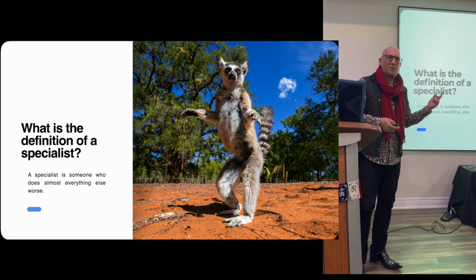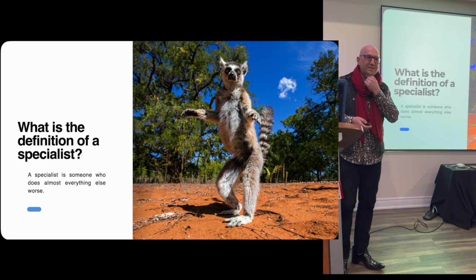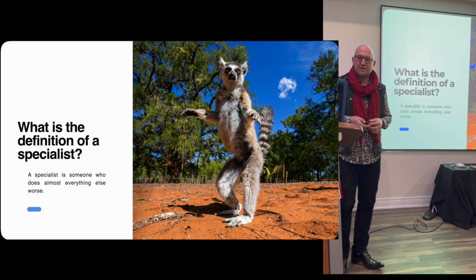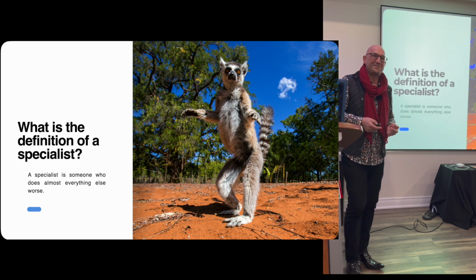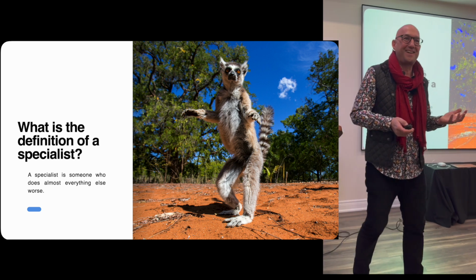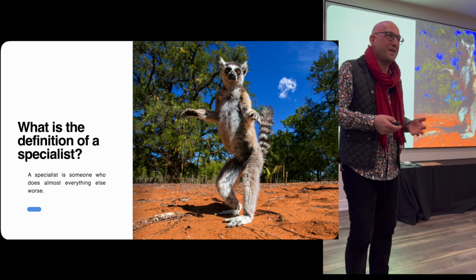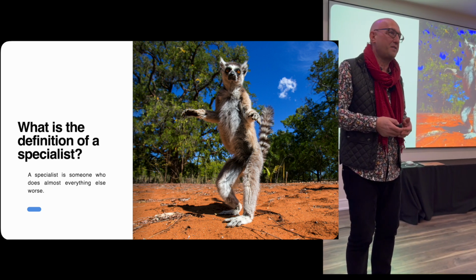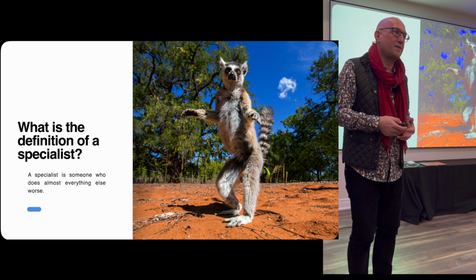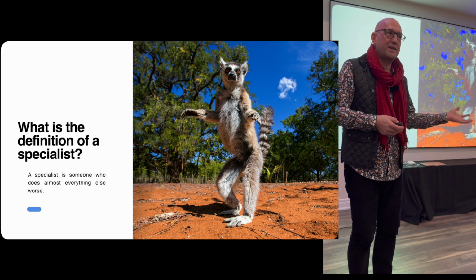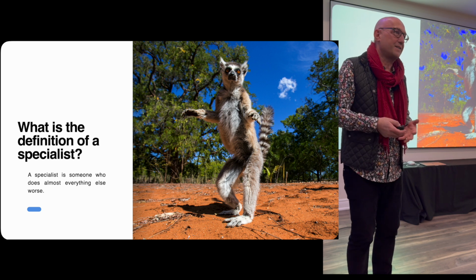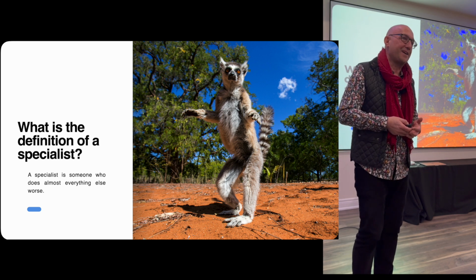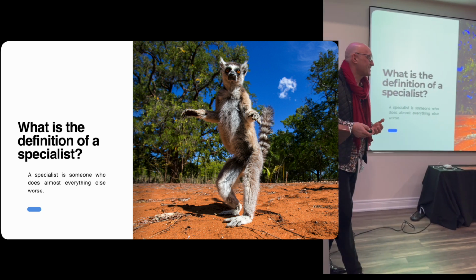So does anyone know what the definition of a specialist is before we get started? Definition of a specialist is someone who does almost everything else worse, right? I only do 7 things. And those 7 things we do very well because I've done them thousands and thousands of times. And along the way, I've made lots of mistakes and learned a lot. And by doing that, you kind of get better at it. So you either do that or you go into tap dancing, right? But this is what we're doing.